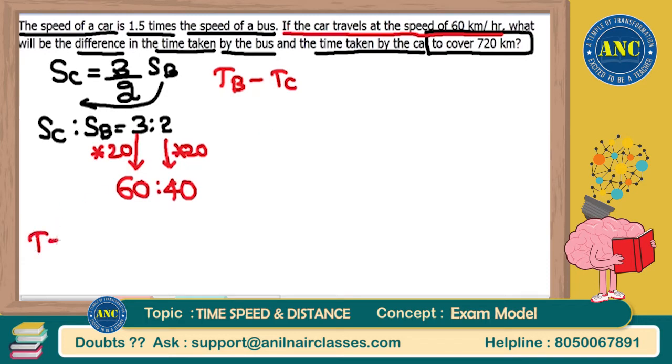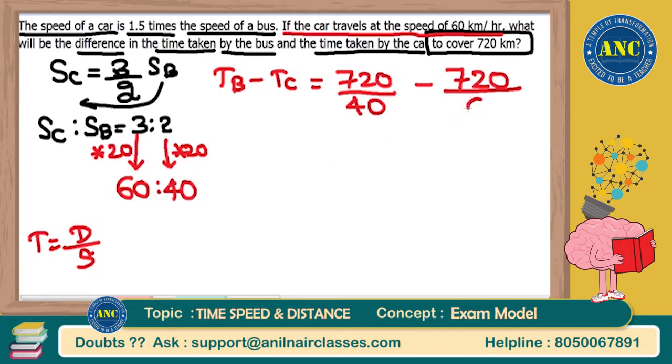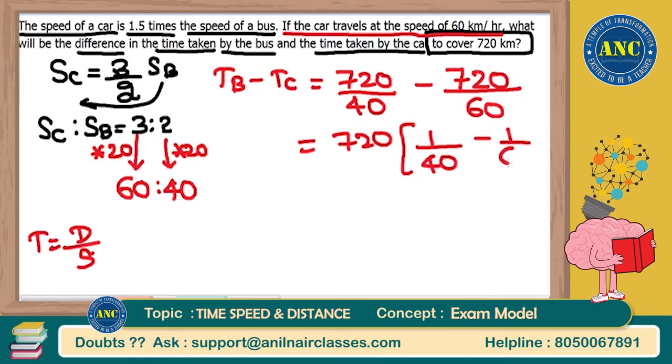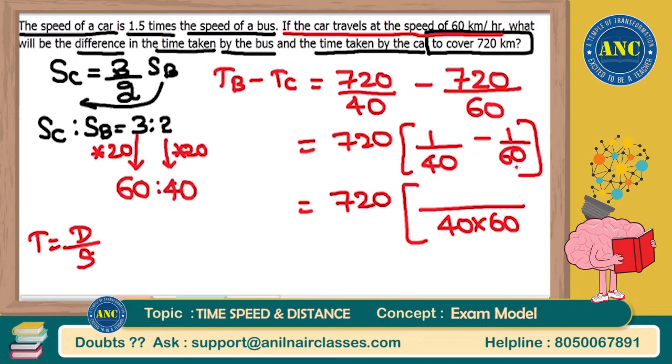Now, time is nothing but distance by speed. Distance of bus, it will also cover 720 kilometers divided by speed of bus is 40, minus distance of car 720, speed of car, it is 60, right? If I take 720 common factor, this becomes 1 by 40 minus 1 by 60. If I take the LCM, the denominator is 40 into 60. Numerator, 60 into 1 is 60 minus 40 into 1 is 40. 60 minus 40 is 20.